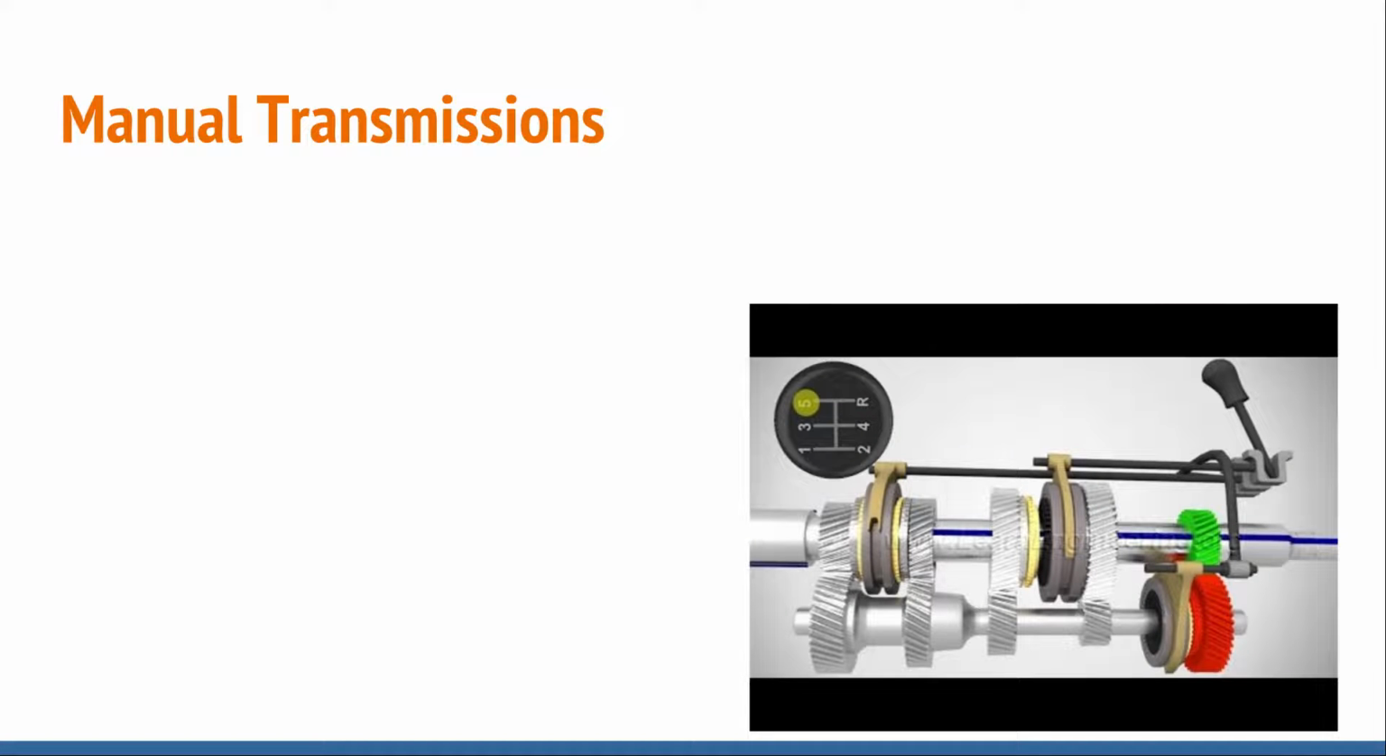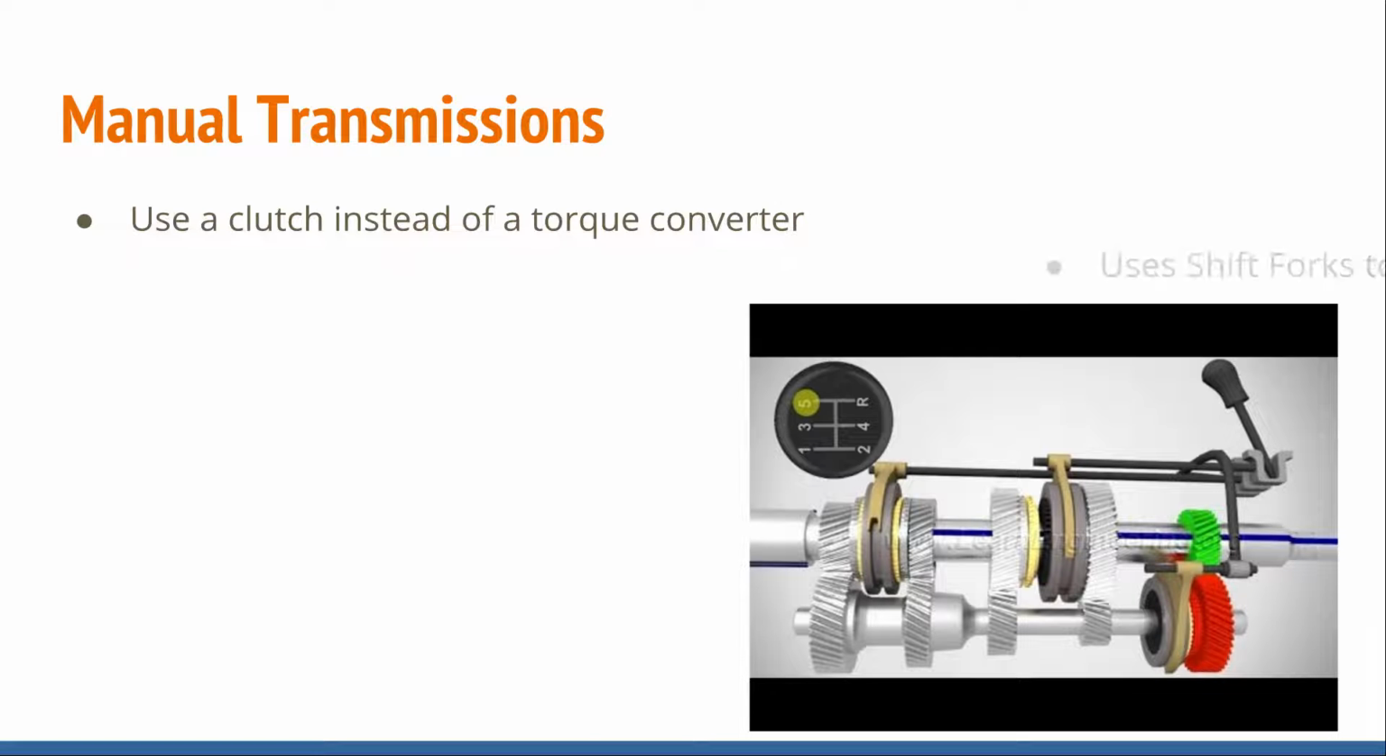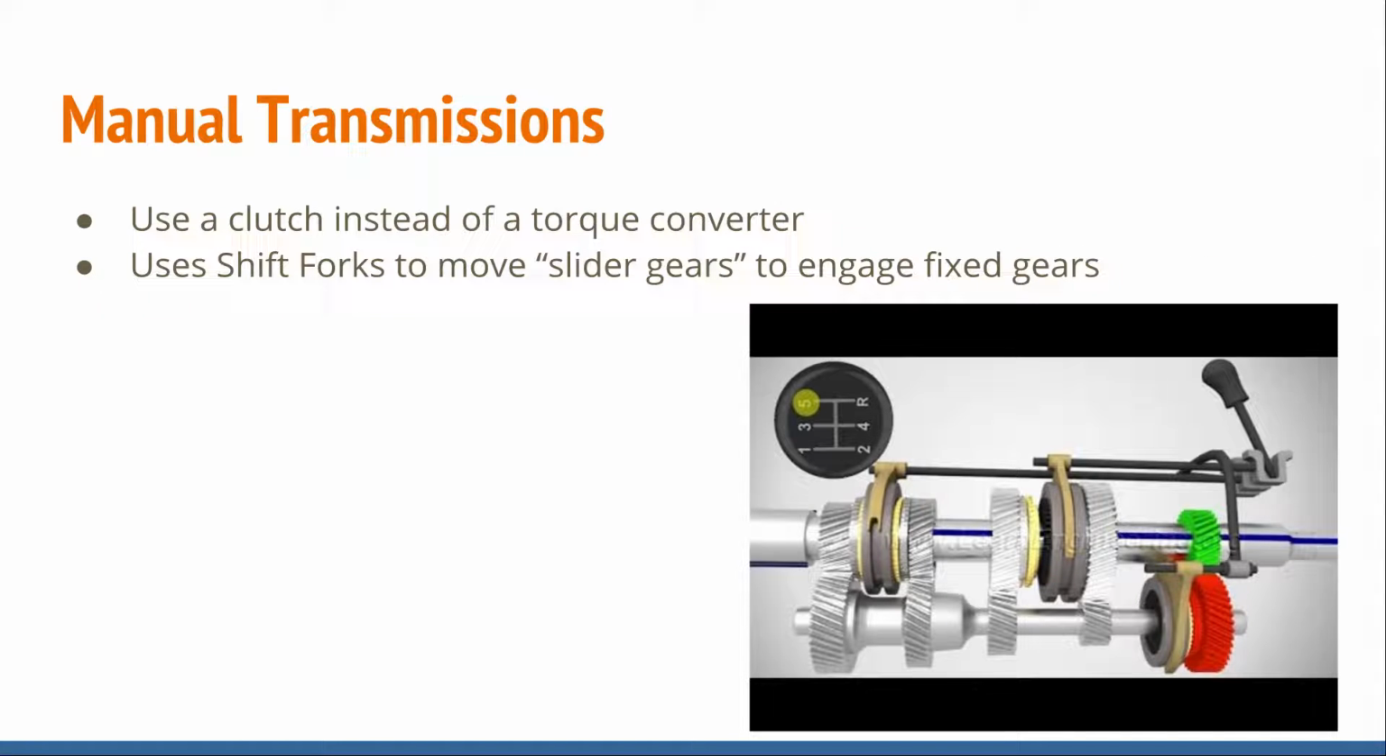Okay, so we are switching gears, literally, here. We're going to talk about manual transmissions. Most manual transmissions are 5-speed transmissions. Manual transmissions use a clutch instead of a torque converter. So no more torque converter. Instead, the driver's doing all the work. They use a clutch to engage or disengage power to the engine.